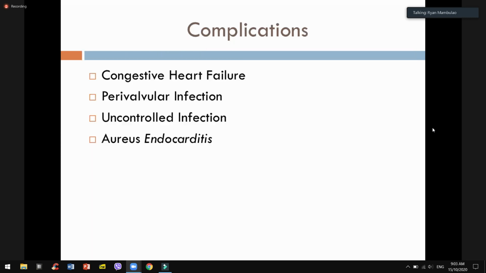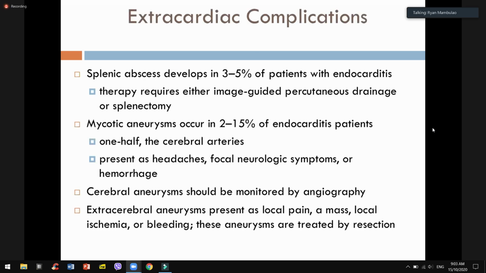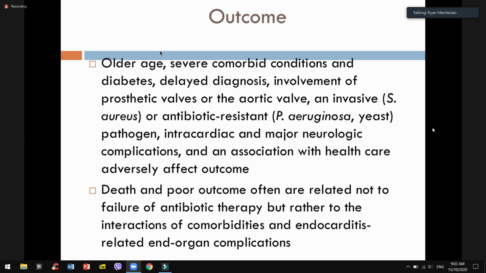Okay? So these are the complications of infective endocarditis: congestive heart failure, perivalvular infection, uncontrolled infection. There can also be a splenic abscess, or a mycotic aneurysm. I once had a patient referred to me because of hemorrhage as the cause, and he had a vegetation. Older age, severe comorbidities like diabetes, and delayed diagnosis are the possible causes why patients develop adverse events.